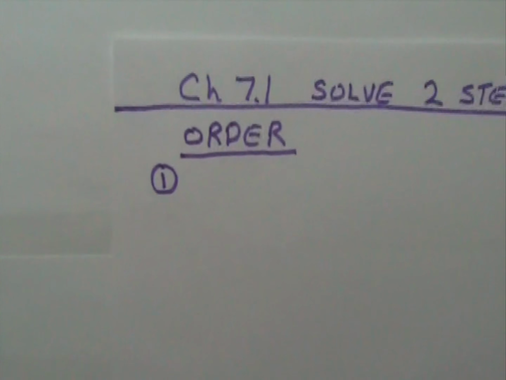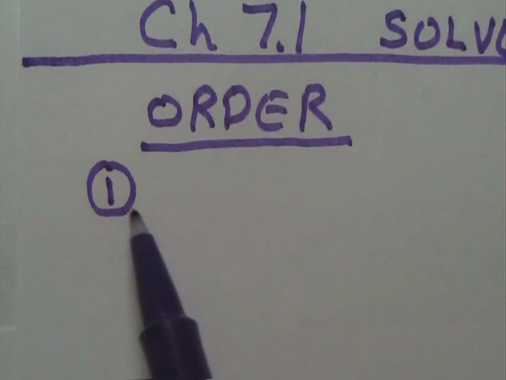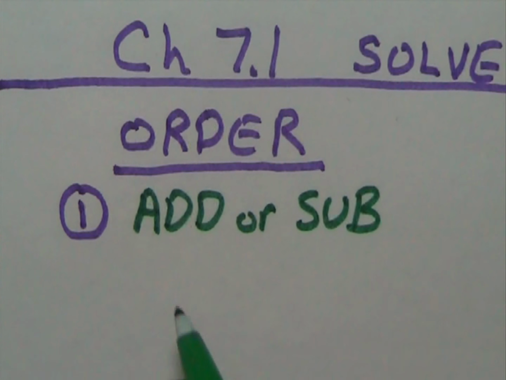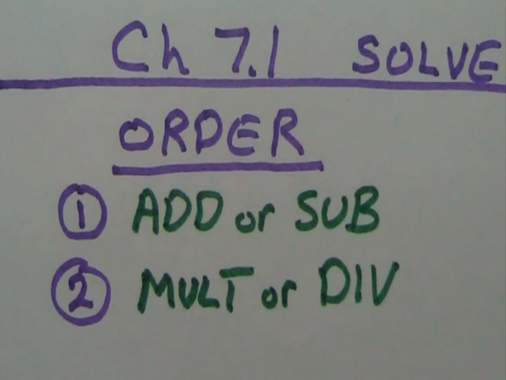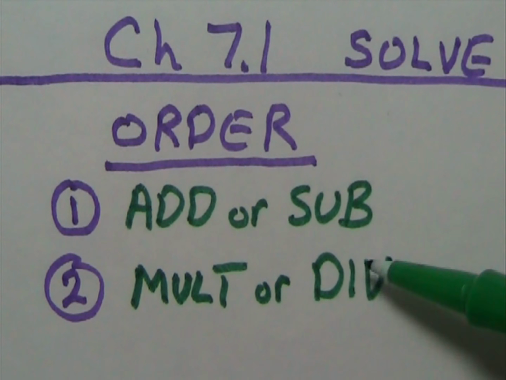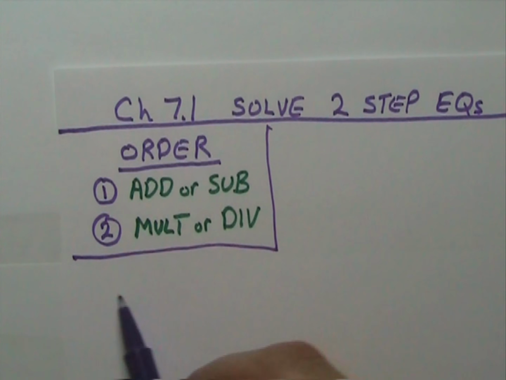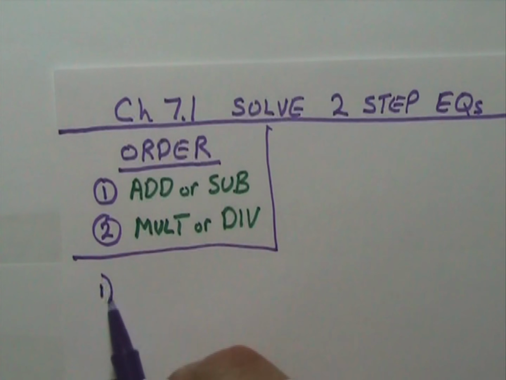Okay, now let's go back to our notes for today. There is an order to solving these equations that we're going to encounter. The first thing that we want to take care of is any adding or subtracting. That's the first step. And the second thing is take care of any multiplying or dividing. So the first thing we're going to do is add or subtract. The second thing we're going to do is multiply or divide. This is kind of different than the order of operations. I'm just going to box that in, use this for a reference, and then we'll start our first problem here.